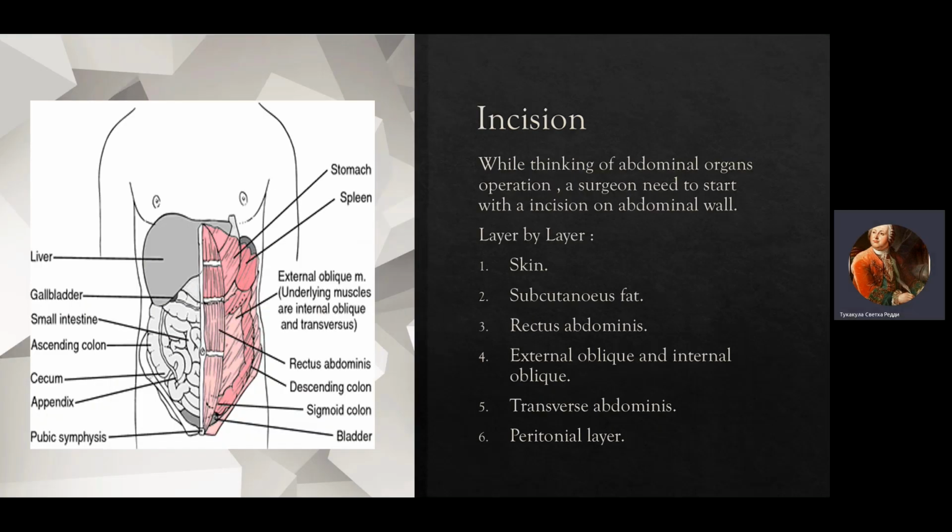While making the incision, a surgeon needs to incise the abdominal wall layer by layer, firstly incising into the skin, then subcutaneous fat, rectus abdominis muscle, external oblique and internal oblique muscle, transverse abdominis muscle, and then into the peritoneal cavity, getting into an organ.